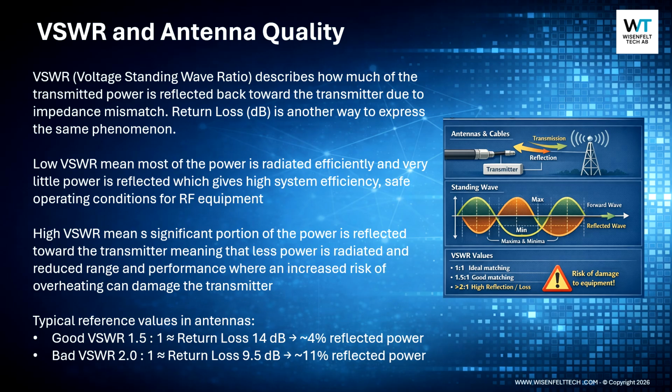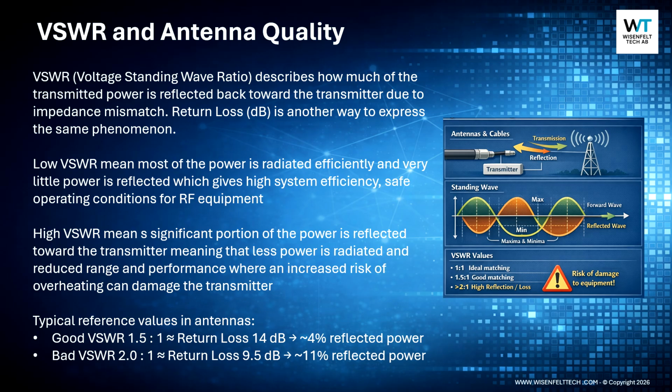A lower VSWR always corresponds to a higher, better return loss. Typical reference values help put this into perspective. A VSWR of 1.5 to 1 corresponds to a return loss of about 14 dB, meaning only around 4% of the power is reflected. This is considered a good antenna match.